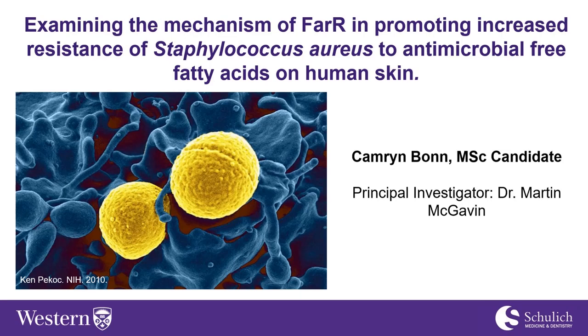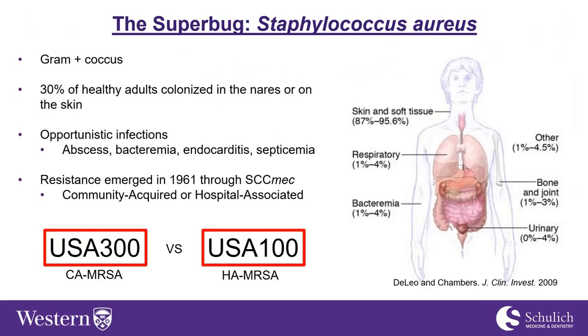Examining the mechanism of FAR-R in promoting increased resistance of Staphylococcus aureus to antimicrobial free fatty acids on human skin. Staphylococcus aureus is a gram-positive bacterium that forms clusters of cocci. Approximately 30% of healthy adults are asymptomatically colonized, preferentially in the nares, but also on the skin. Typically, the colonizing strain most commonly causes subsequent infection.